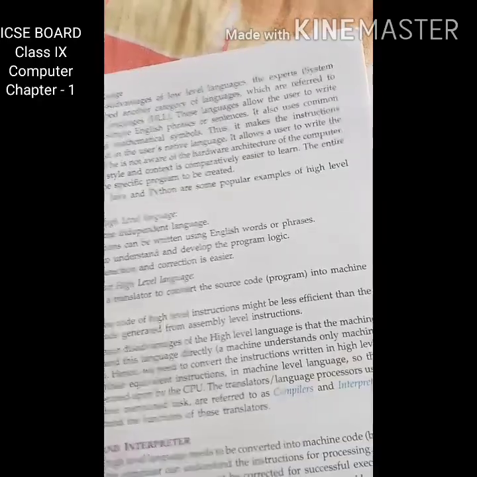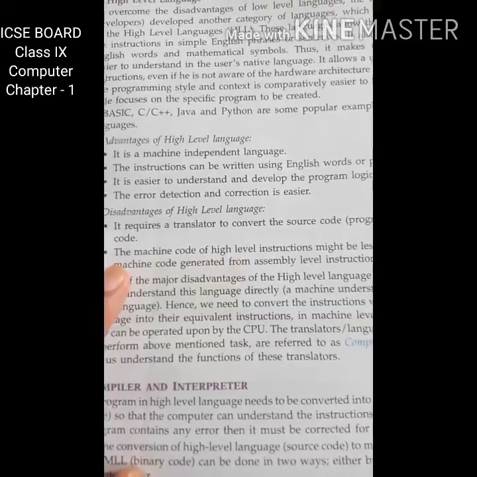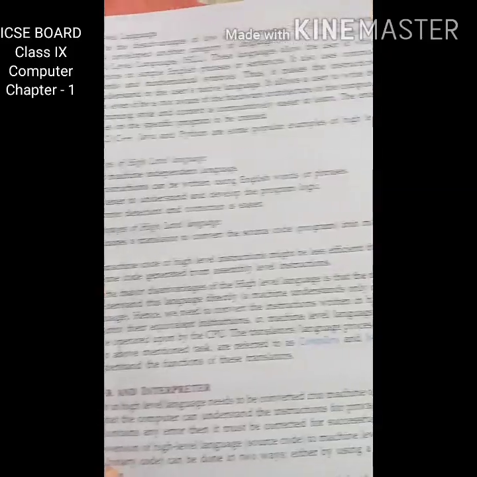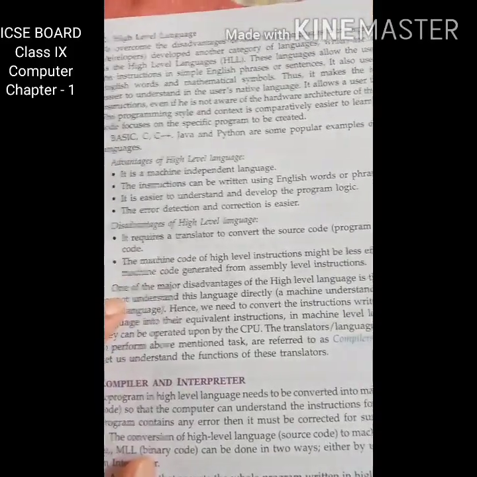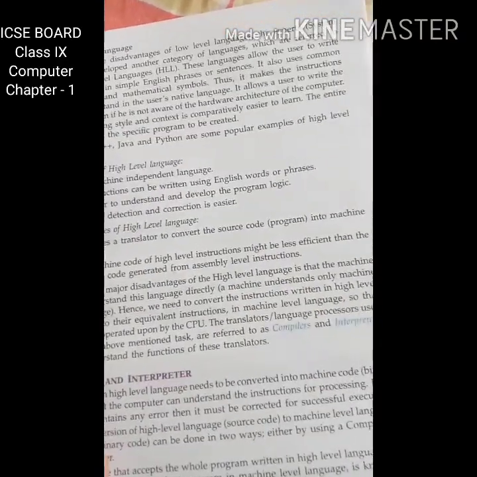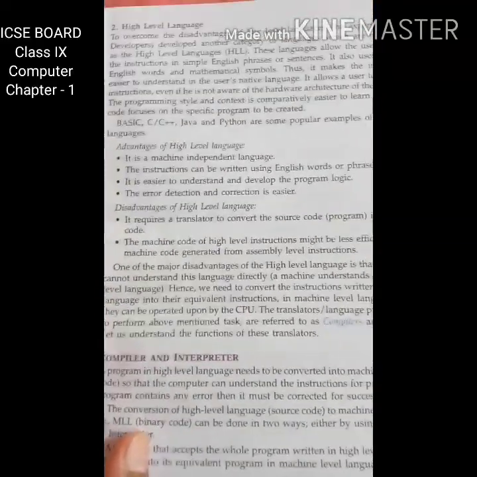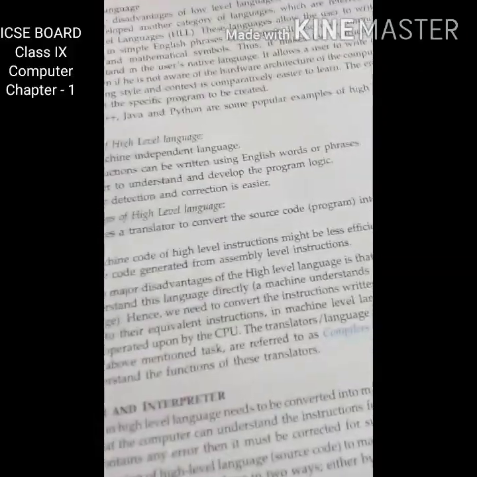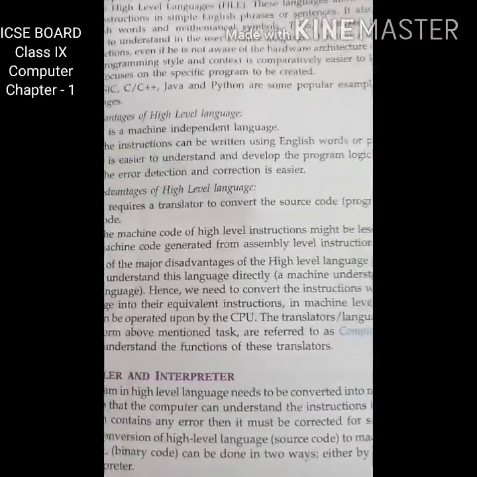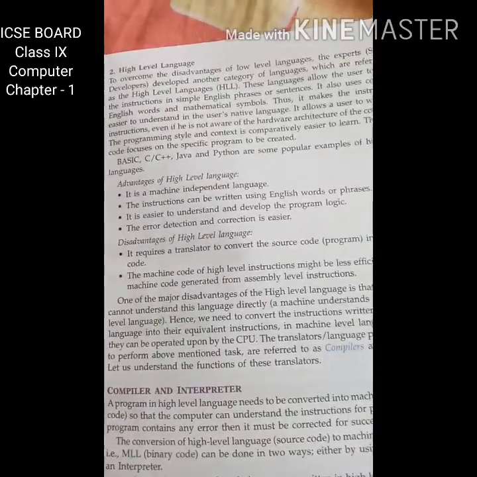Translators are compiler and interpreter in high level language. The machine code of high level instruction might be less efficient than the machine code generated from the assembly level instruction. And next, one of the major disadvantages of high level language is that the machine cannot understand this language directly. It means CPU does not respond to this language directly. Computer uses a translator, either compiler or interpreter, to translate high level language to a machine understandable form.